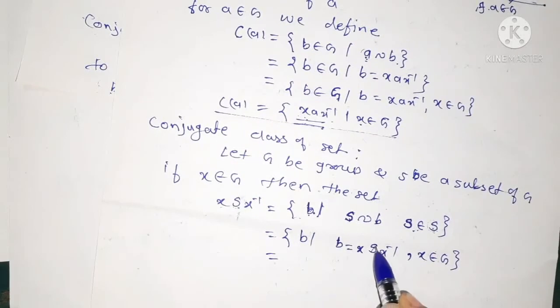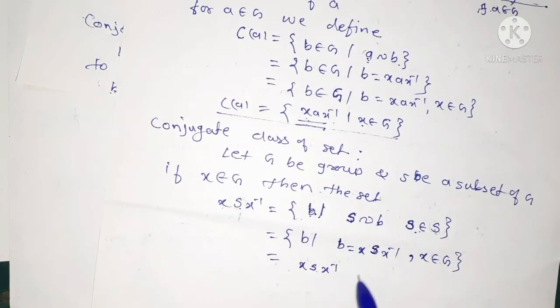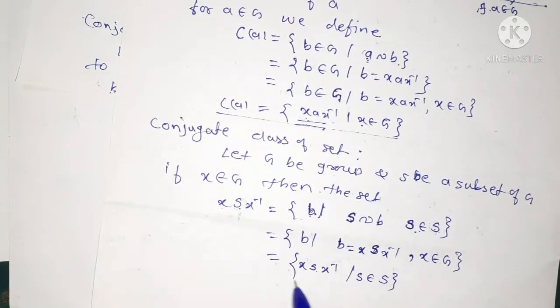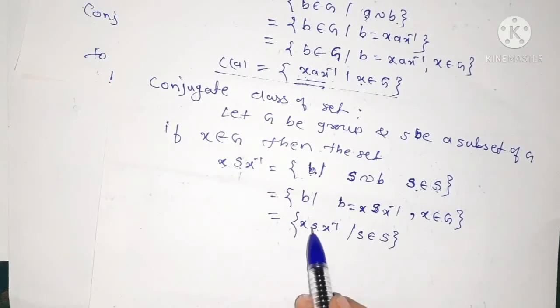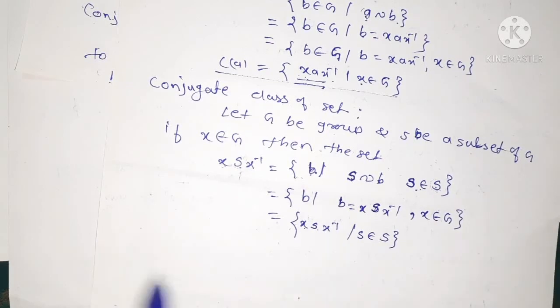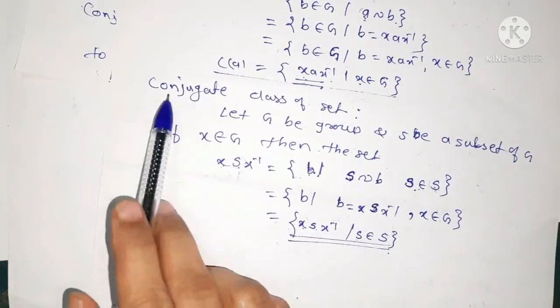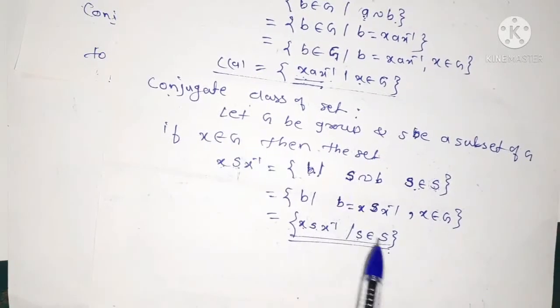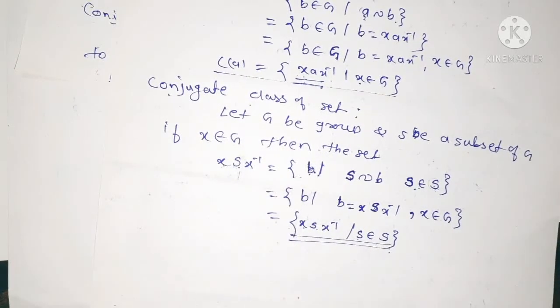That is equal to the set of x s x inverse such that s belongs to capital S. So we have multiplied x and x inverse to s. So it is the set of all x s x inverse, where small s belongs to capital S. So this set forms a conjugate of the subset, or conjugate class of a set. So now our definitions are completed. In the next lecture we are going to use these definitions to prove our theorems.